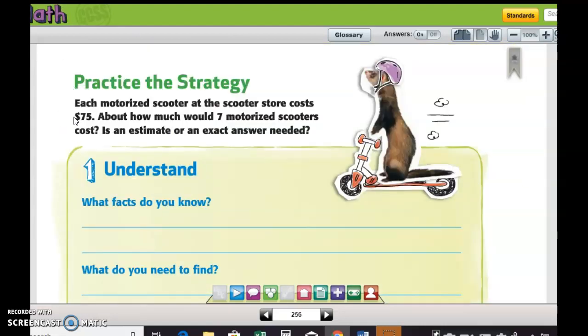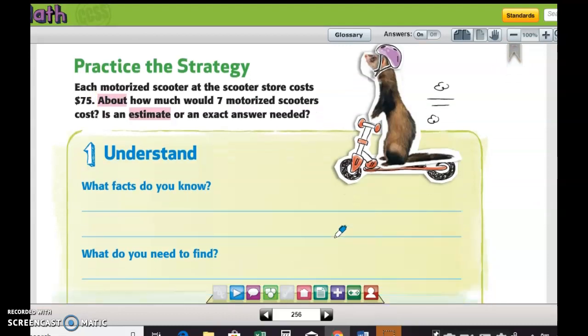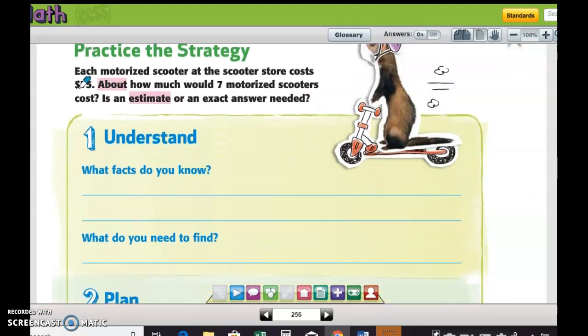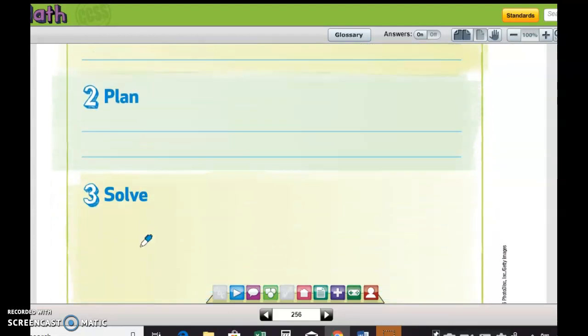Now, the second example. Each motorized scooter at the scooter store costs $75. About how much would 7 motorized scooters cost? Is an estimate or an exact answer needed? Well, hopefully you saw your key word, about, and that tells me that I can use an estimate. So when I solve this problem, I do not need to multiply by 75. I can round up because when it's 5, we decided to round up. So I'm going to go down to my plan section, and 75 is going to round up to 80.